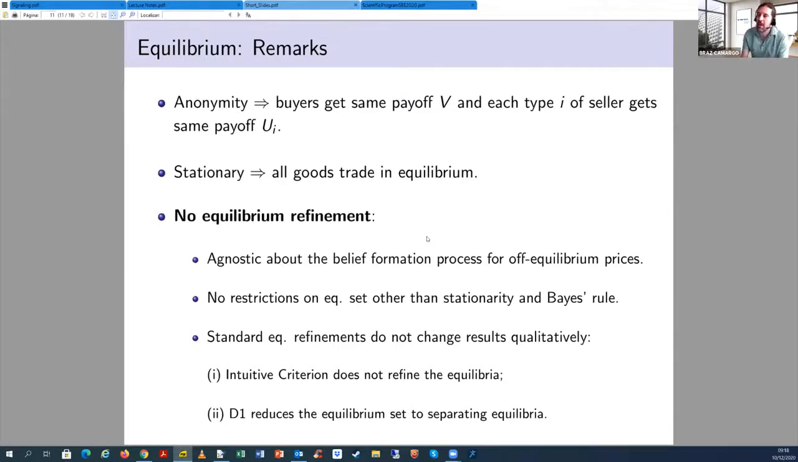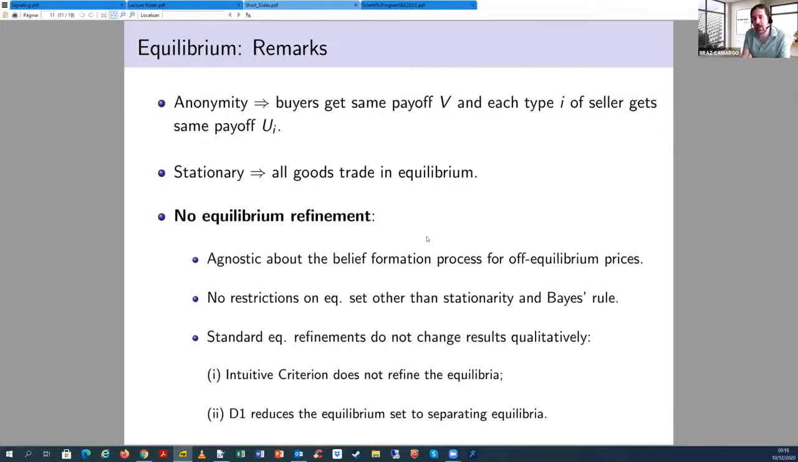One thing in which we depart from the literature, which we like to emphasize, is that we do not impose any equilibrium refinement. The idea here is that we want to be agnostic about the belief formation process for prices that are off the equilibrium path. In a sense, we're asking what we can say about the equilibrium set with essentially just imposing Bayes' rule and stationarity.